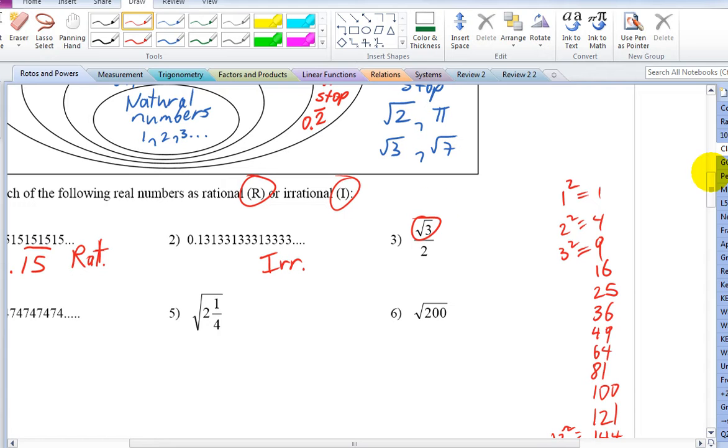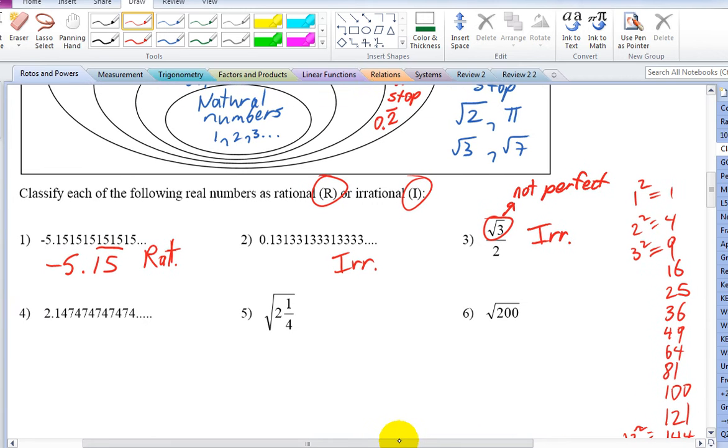So this one here is not perfect. It's not a Mr. Barker number, okay? So this is going to be irrational. That's a joke, by the way, if you get it. Okay, irrational number, because that's not a perfect square, okay?